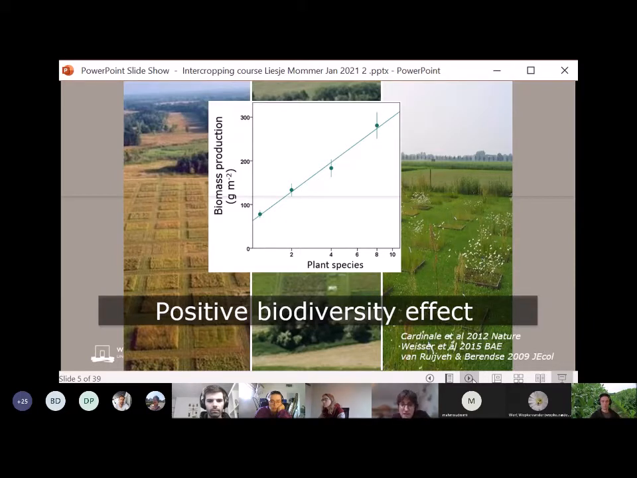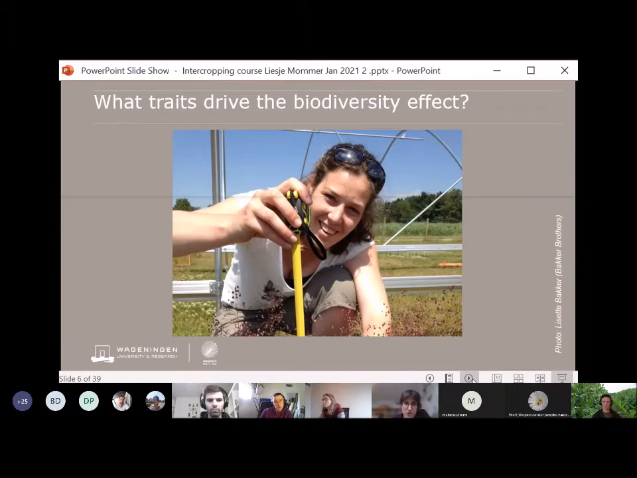And we find that in the US and also in Germany, where there is a big experiment. But also here in Wageningen, we have found similar results. And the slope of the curve differs between places due to soil differences and climate differences. But there is consensus in ecology that there is a positive biodiversity effect. And of course, the question is what traits drive these effects.